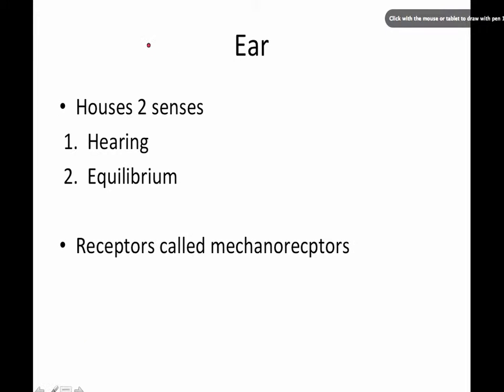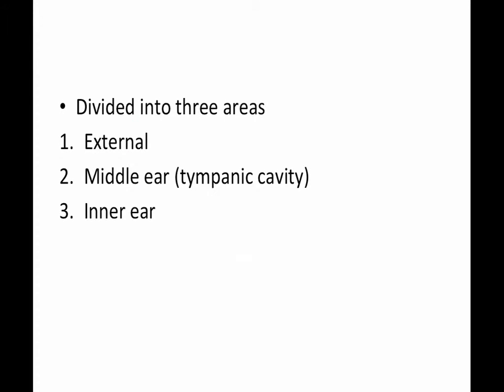So the ear houses two major senses. We have hearing and we also have equilibrium. And the receptors are called mechanoreceptors. Now the ear is divided into three basic areas. We have the external ear, the middle ear, which is known as the tympanic cavity, and we also have the inner ear.